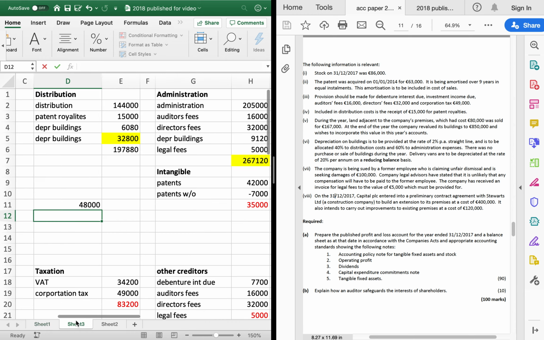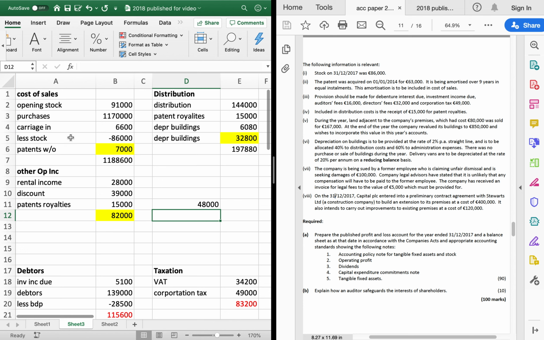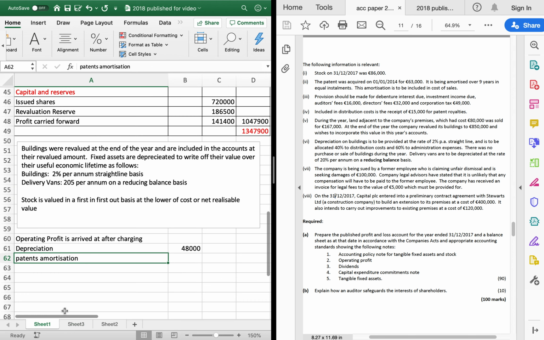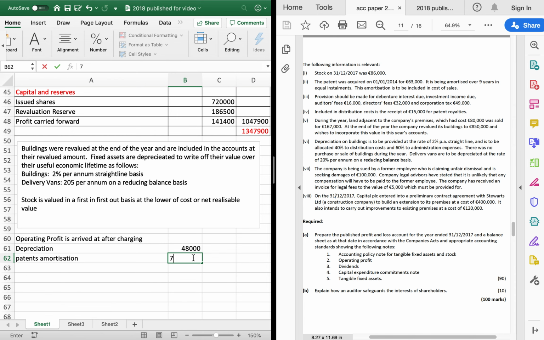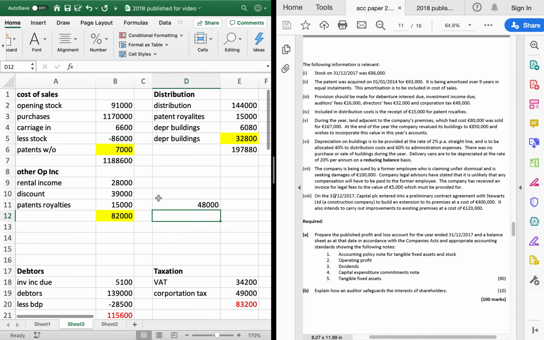Now I know that one is included in my cost of sales. So patents is normally not cost of sales. Cost of sales is opening stock, purchase, carriage in, and closing stock. So patents of 7,000 would not be expected to be included. You would have to make that as a note. And then your other admin ones here, don't mind patents royalties. That is just a correction, so that one doesn't go in.